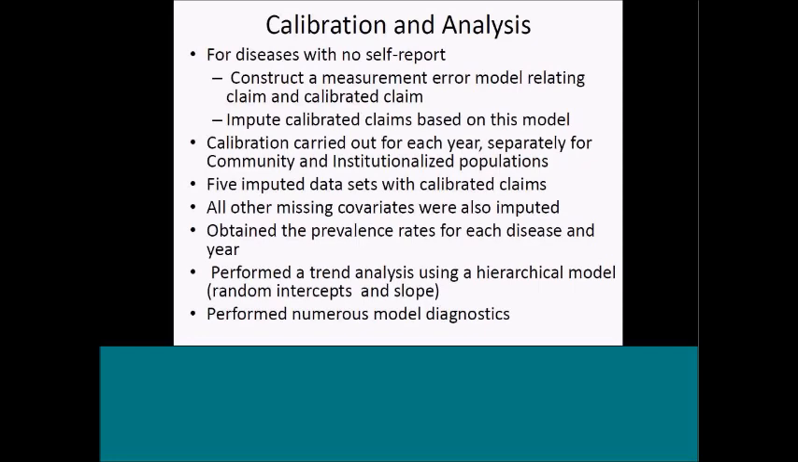So we created 5 imputed data sets with the calibrated claims. And there were some few missing values in the other covariates. They were also imputed. Then you obtain the prevalence rate for each disease and year, and then you perform a trend analysis using a hierarchical model or whatever analysis that you want to do to look at the trends. And because we are integrating all these different models, we had to perform lots of model diagnostics and imputation diagnostics to make sure that the things that we are doing are reasonable and sensible in this context.